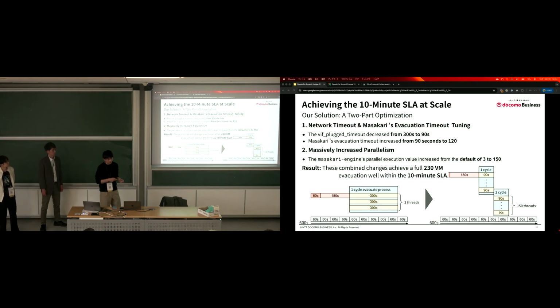Next, to speed up the evacuation process, we increased the number of Masakari's parallel processes. Increasing this number adds more load to the authentication system, including Keystone. So while monitoring the load carefully, we increased the parallel execution value from the default 3 to 150. By combining these changes, we can now fully evacuate 230 instances in under 10 minutes, our SLA.